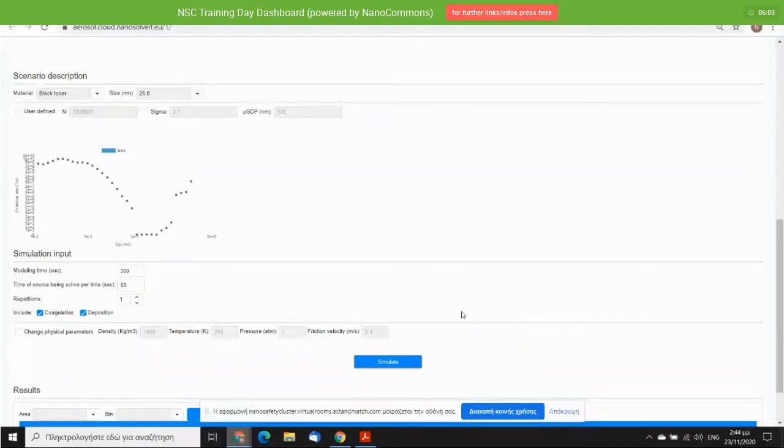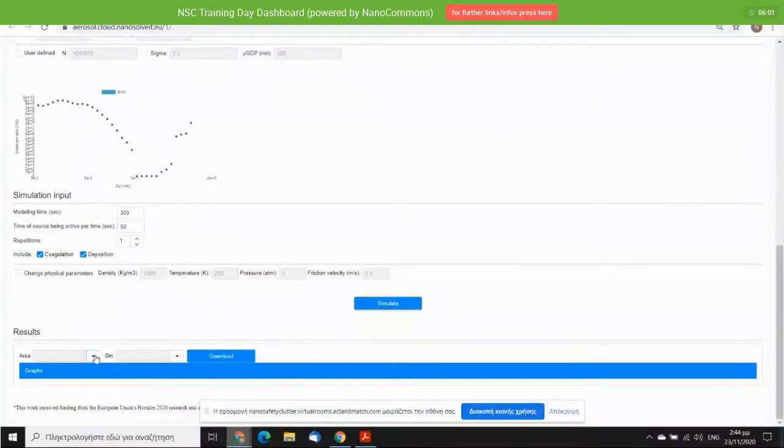So it's rather fast, as you can see. So here are the results. First we have to select the area where we want to see the concentration. For example, I can use NF for this problem, and then I can use the bin. The bin is actually the specific diameter of the nanomaterial.